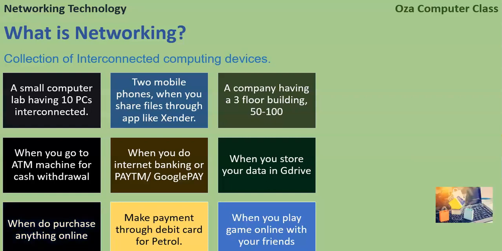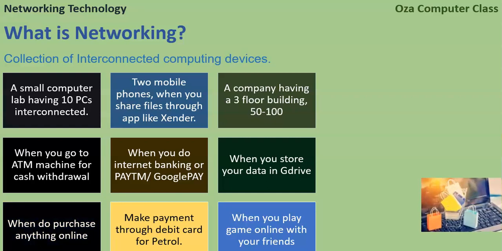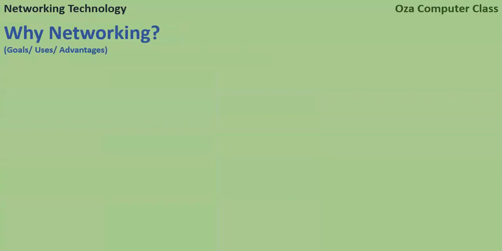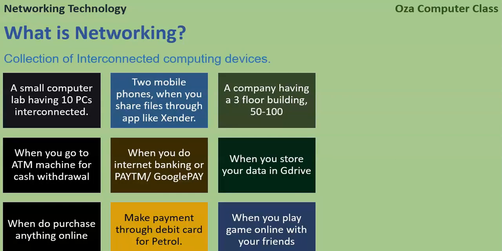Then when you purchase anything online, maybe shopping on e-commerce sites, this is also networking because you are part of the large global network, the internet, and you use facilities like a browser to connect to those servers. When you make payment through a debit card or petrol card for anything, this is also networking. When you play games with your friends who are not sitting in the same premises, then also it is networking. We come across lots of things in daily life which use networking.